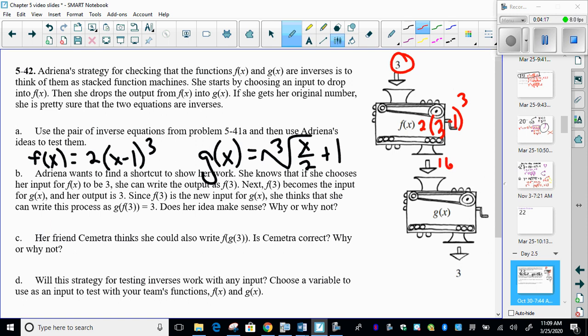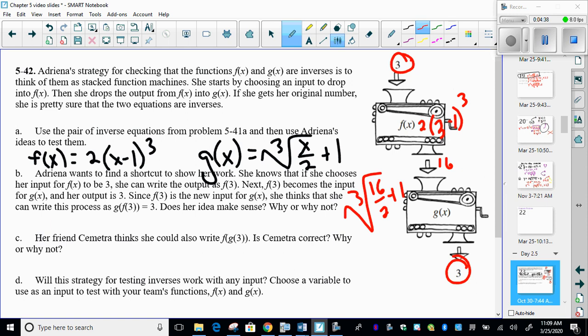Then what it's saying is 16 was the output of f of x. So that's now my input into g of x. So now I put 16 into my g of x equation. So that ends up being, I'm going to do the work over here, the cubed root of 16 over 2 plus 1. So 16 over 2 is 8, cubed root of 8 is 2, 2 plus 1 is 3. I get an output of 3.